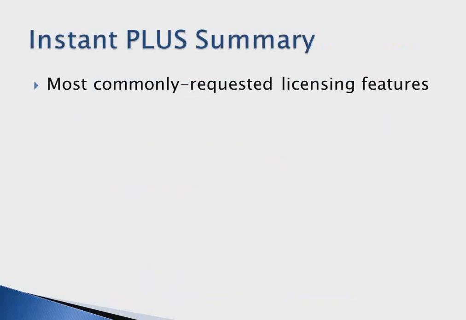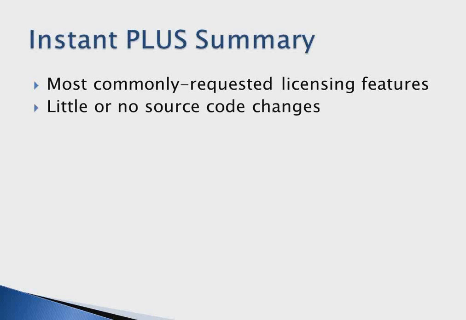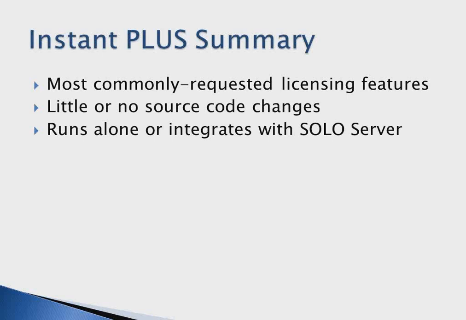So today we talked about several things. Instant Plus has thousands of lines of code implementing the most commonly used and requested licensing business logic and user interface. It can be implemented in most desktop applications with little or no source code changes. It's great for rapid prototyping and experimentation with the SoftwareKey licensing system. It can run alone or fully integrate with Solo Server for automated license activation and management.